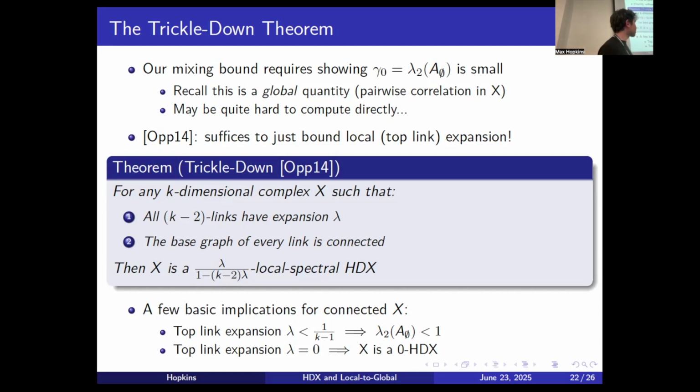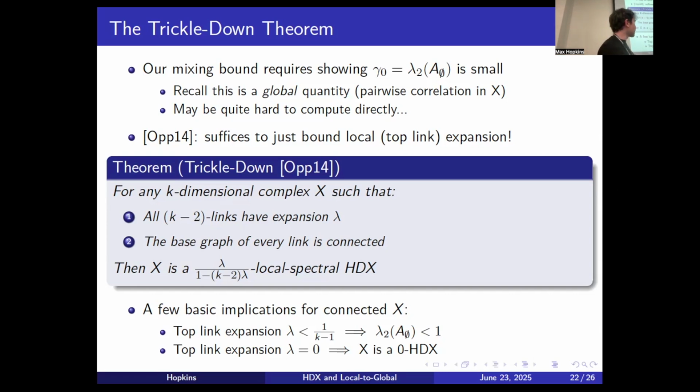Okay. Any questions? I was hoping to get to actually giving you a high-level idea of the proof of this, but maybe I'll just flash a, yeah, good. Then every link has a base graph that is a lambda.